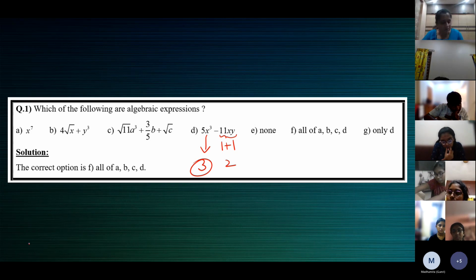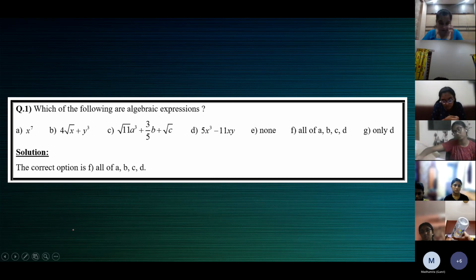So if the degree is 3, it's a polynomial of degree 3, which we know is a cubic polynomial. It's called a cubic polynomial in two variables, x and y.